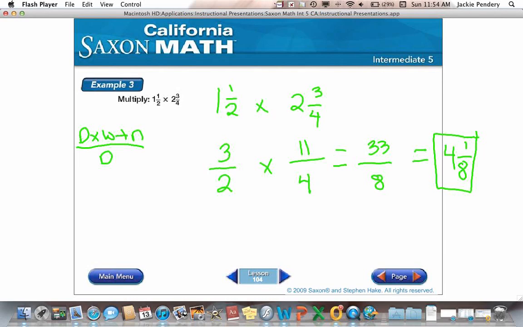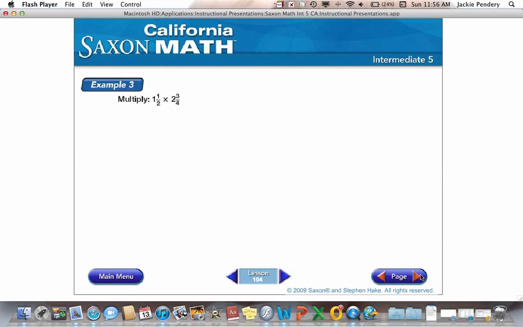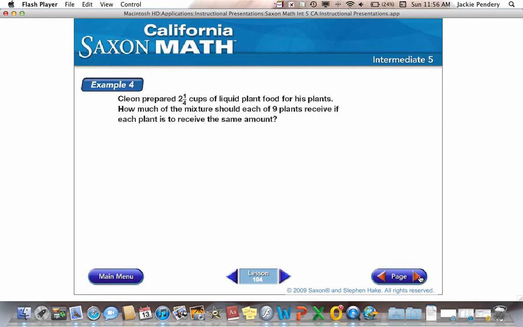Okay? All right, let's look at example 4. Cleon prepared 2 1/4 cups of liquid plant food for his plants. How much of the mixture should each of the 9 plants receive if each plant is to receive the same amount? So we have 2 1/4 cups for 9 plants, and each plant is to receive the same amount. So this tells me I'm going to divide.